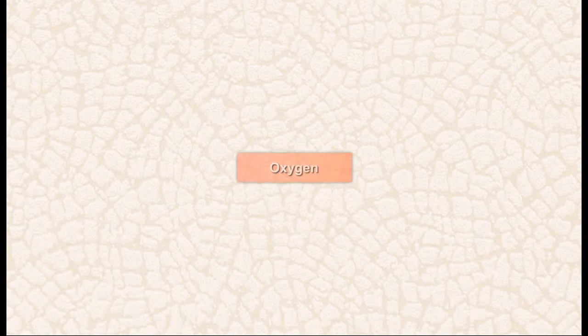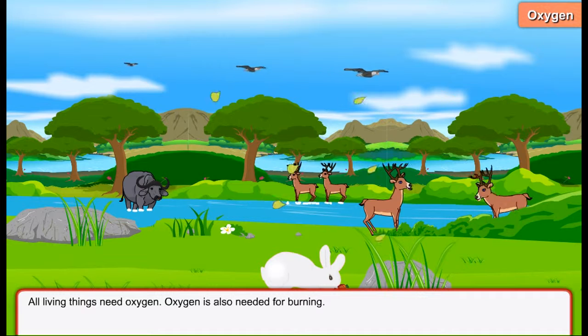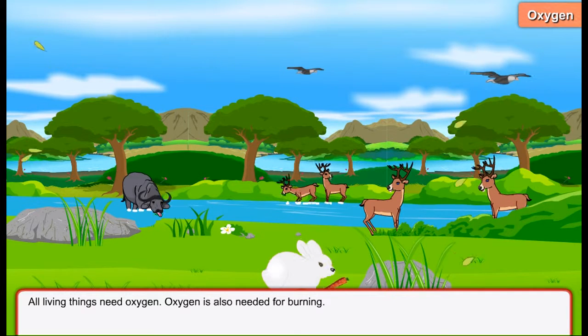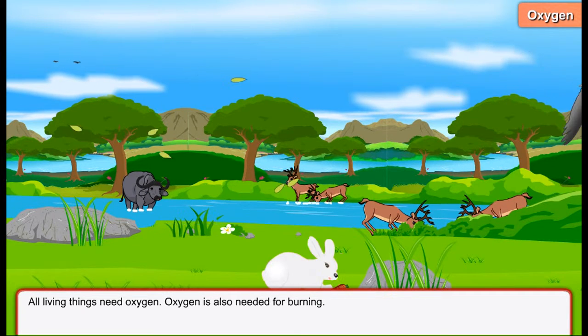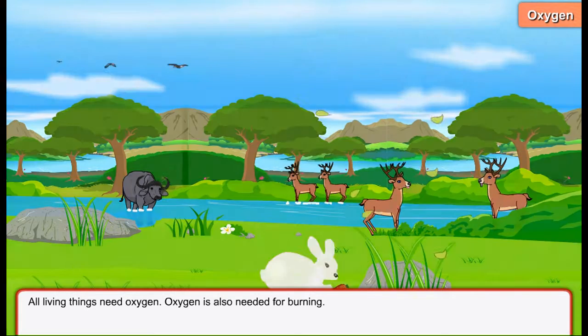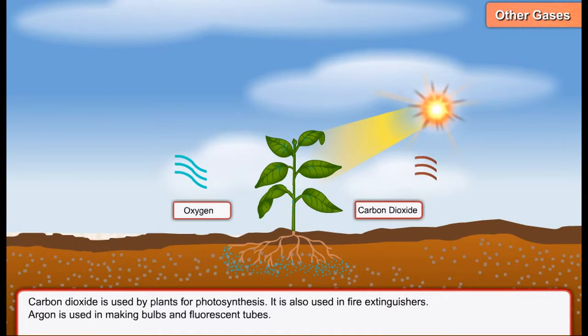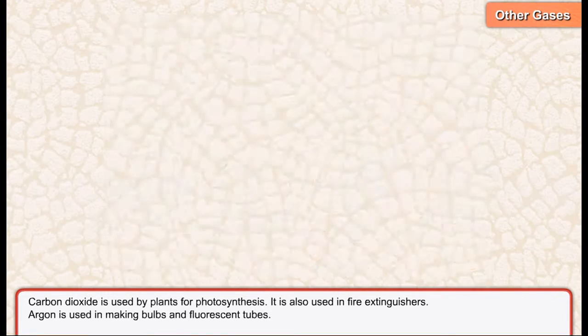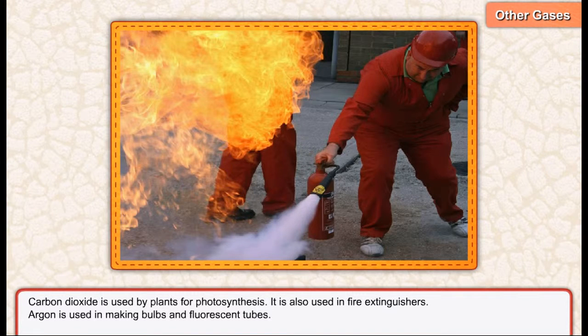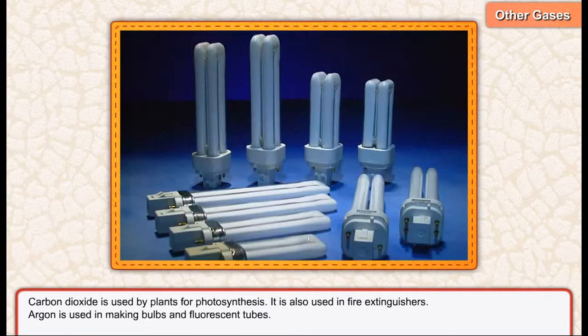Oxygen. All living things need oxygen. Oxygen is also needed for burning. Other gases. Carbon dioxide is used by plants for photosynthesis. It is also used in fire extinguishers. Argon is used in making bulbs and fluorescent tubes.